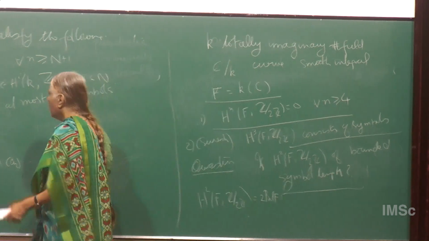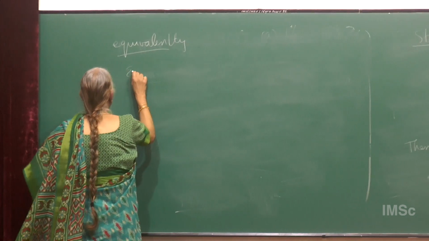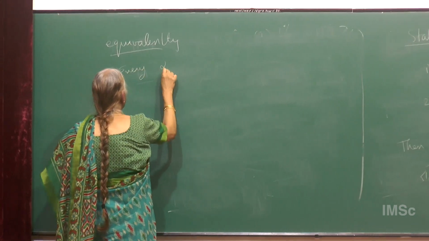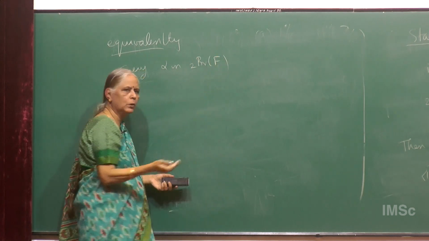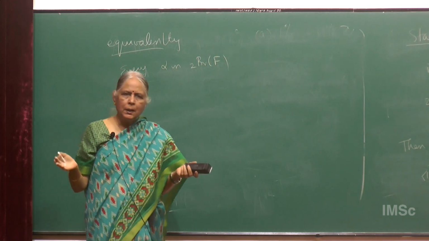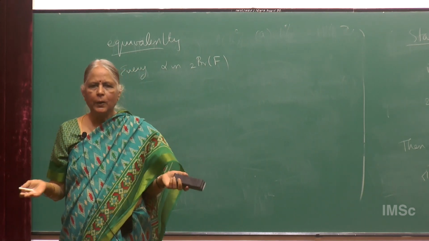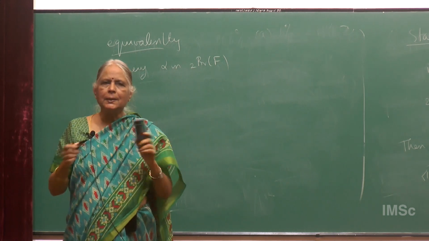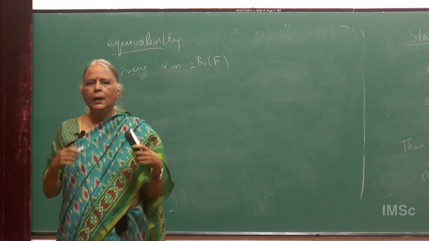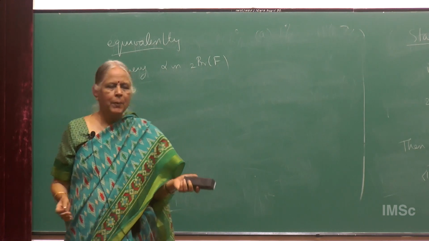So this condition of bounded symbol length can be stated as follows: every alpha in the two-torsion of the Brauer group. We recall that the two-torsion of the Brauer group basically consists of central simple algebras which are of order 2 in the Brauer group. And using the Merkurjev theorem, it is a tensor product of quaternion algebras. Every element in the two-torsion is a tensor product of quaternion algebras.